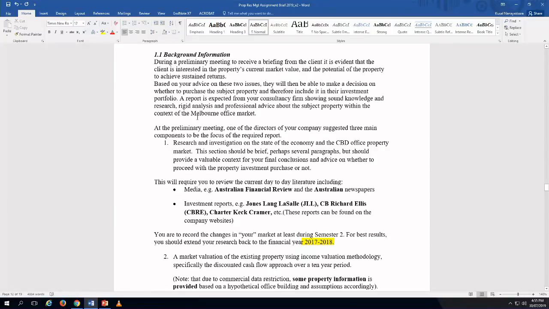So, the first part of the report, what is that? What should be included in the first part of the report? Market analysis. So it should discuss the Melbourne office market.